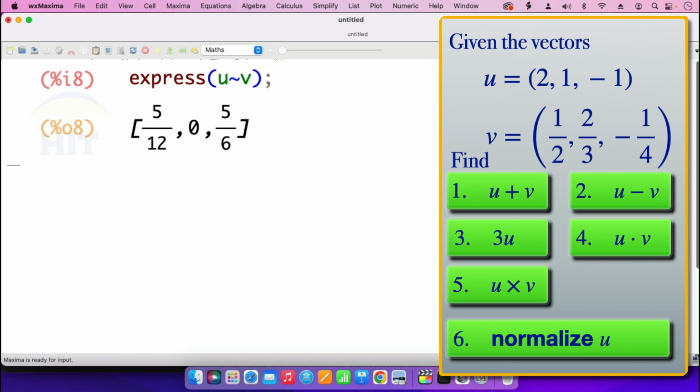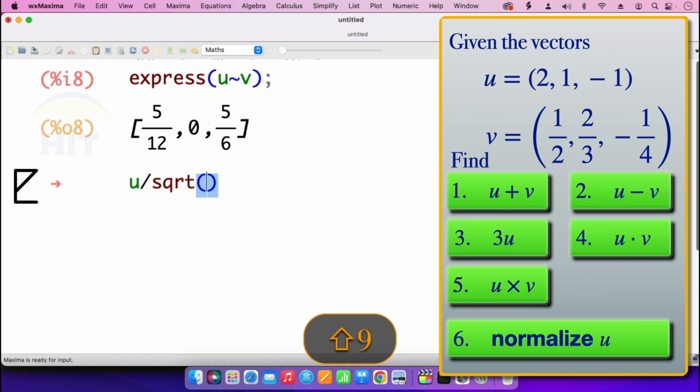I now move on to the last question, normalizing u. When we are normalizing u, we divide that vector u by the square root of the inner product of u and u. So in this case, what you are looking for is u, divided by the square root. The square root is SQRT, open parenthesis, the square root of the inner product of u and u. So it's u, and then the dot. We said for the inner product, we use the one that we use for the full stop, and dot u. So that's how we normalize the u, then press Shift Enter.